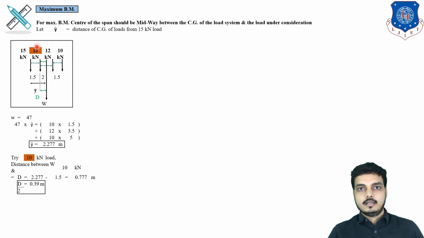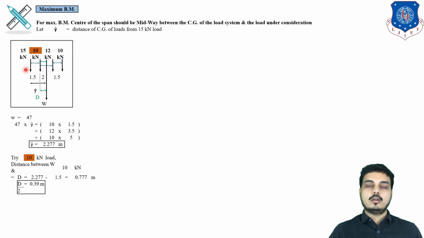Now with the visuals, you can note that 15 and 10 is the maximum, then 12 and 10. 12 and 10 comes to 22 and 15 and 10 is 25. So this CG will be shifted towards the left hand side of the center, meaning towards these two loads. So let's see what my distance is. I have assumed that Y bar is the distance of the CG from the 15 kilonewton, meaning this loading, and from there the CG is my Y bar.